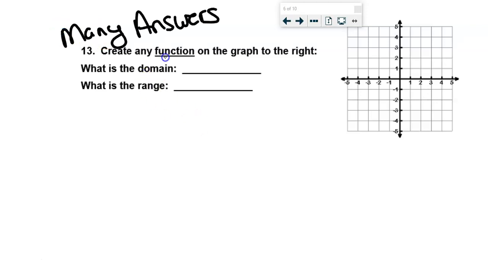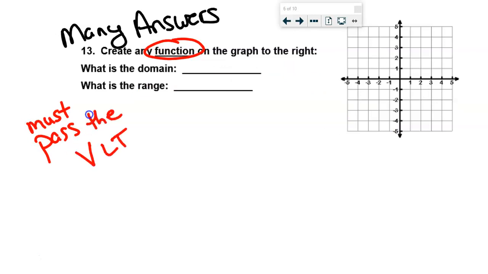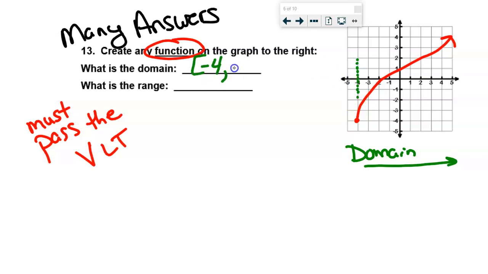This time I want to graph a function. So as long as it passes the vertical line test, I'll write a little note to my readers here, must pass the vertical line test. There. How's that look? Is that a function? That would pass the vertical line test. So the domain, remember, reads from left to right. And the domain starts at -4. And then it goes forever to the right.